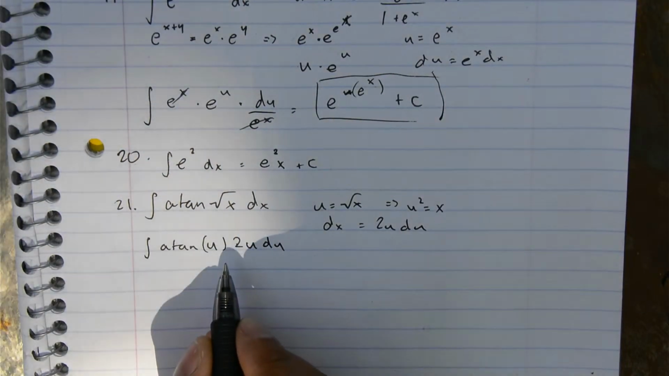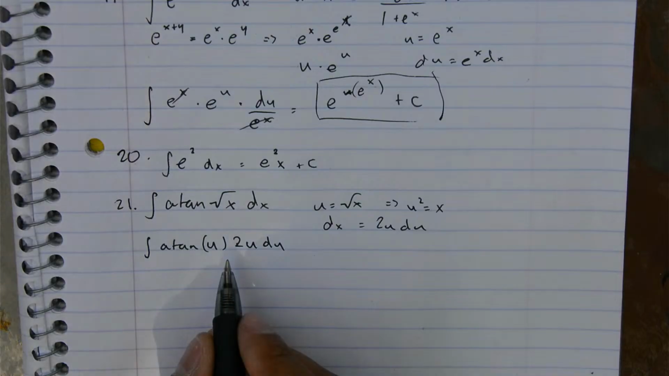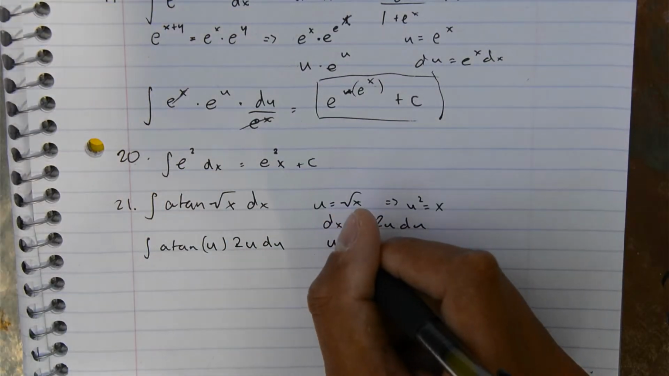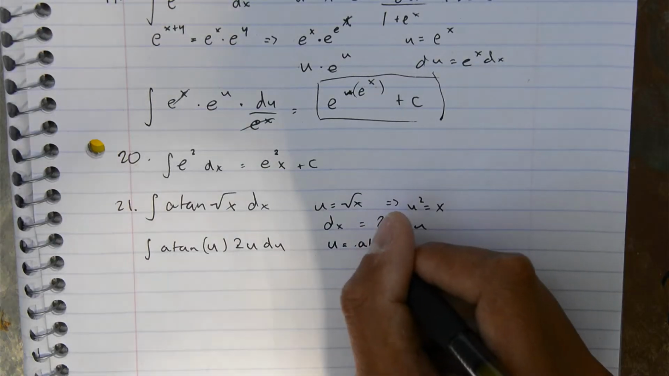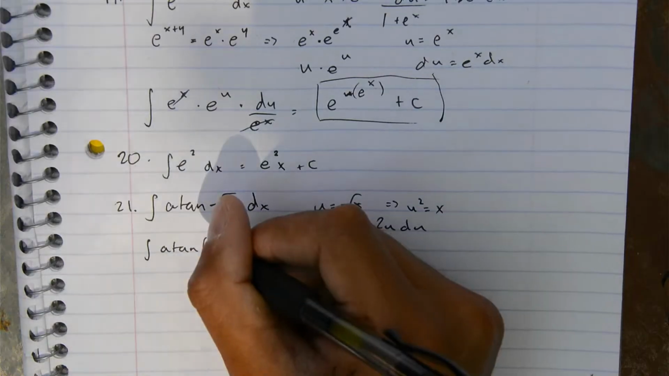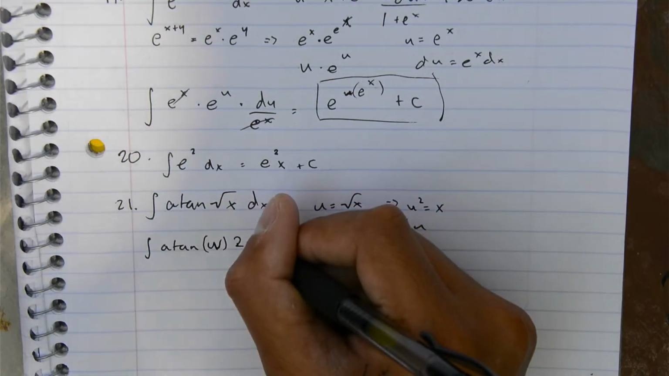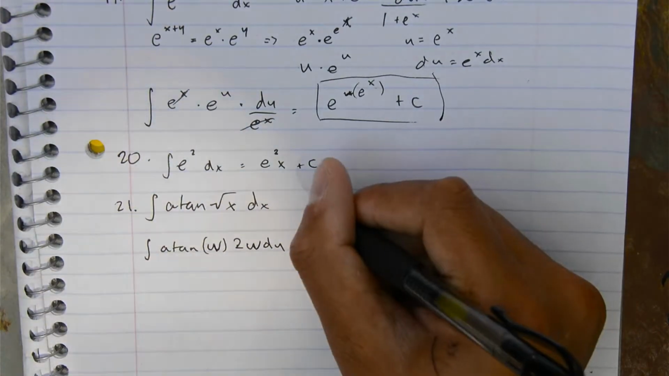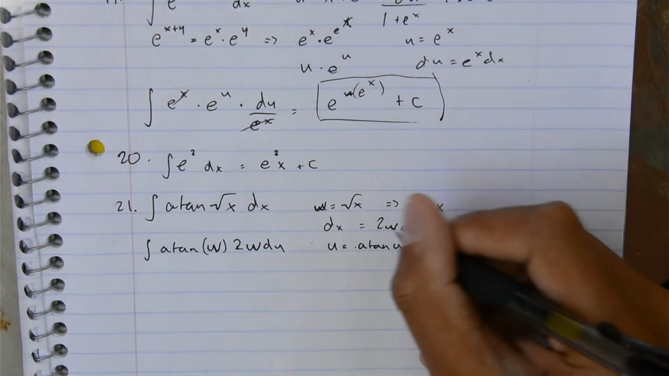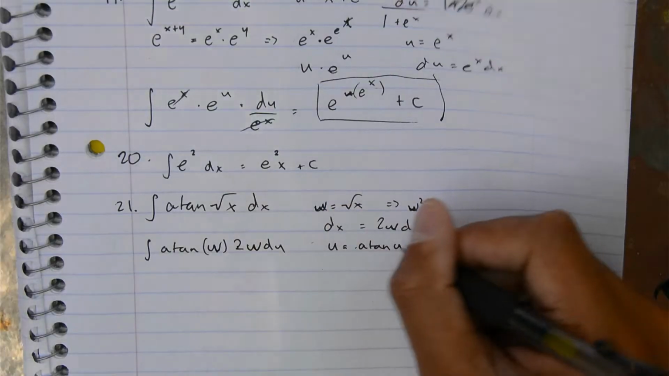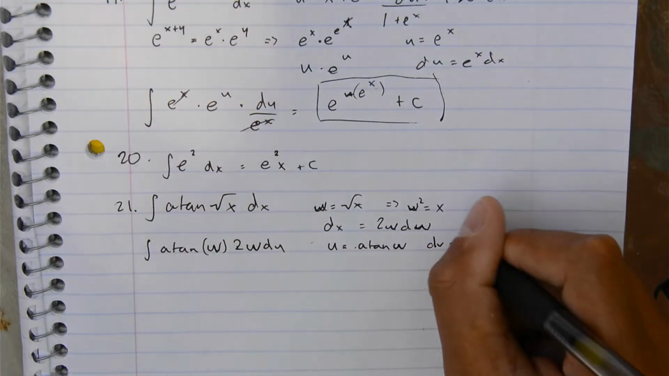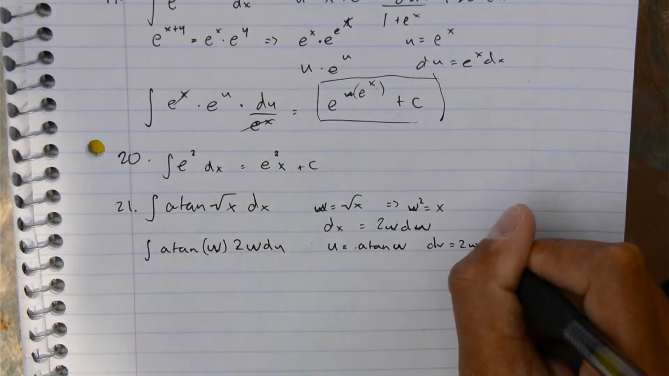So we probably want u equal to arctan u. Oh, wait, let's call this w. Okay, so then we have u is equal to arctan w, and dv is equal to 2w dw.